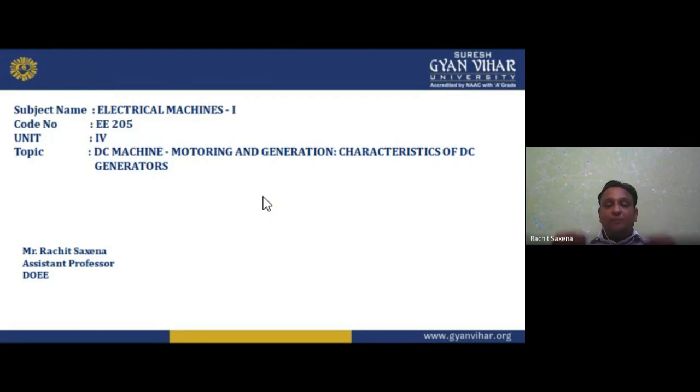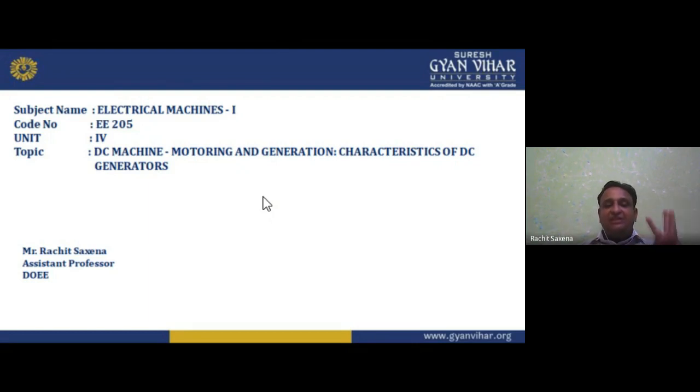So the topic we are covering today is the characteristics of DC generators. My dear students, it means we are going to study the different types of generators with their characteristics, because we have two types of generators in total: self-excited and separately excited.